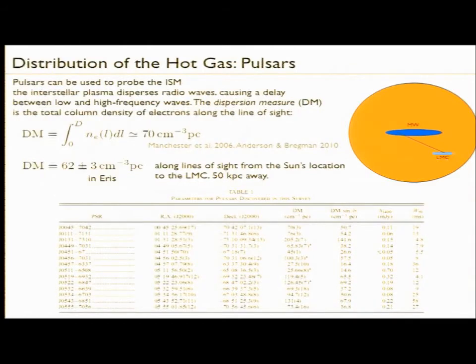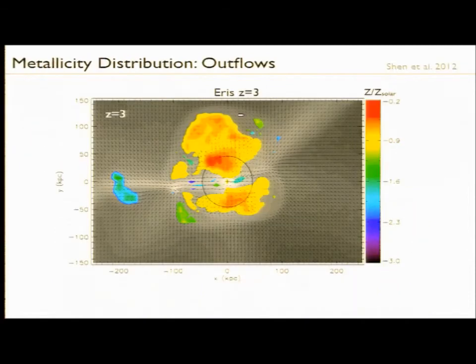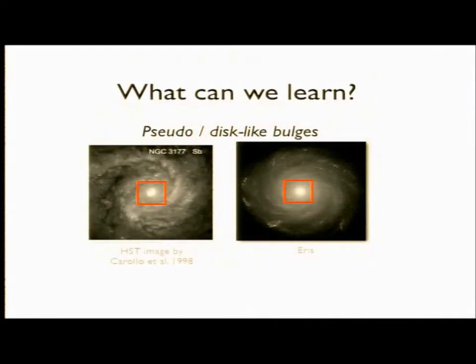Other things that we checked is the hot gas in the simulation. One way in which we can do this is to calculate the dispersion measure of the hot gas, by counting electrons from the Milky Way to the location of the LMC, for example. And we find that the dispersion measure value is pretty close to what is found in the Milky Way. So it's not just that the structural parameters of the galaxy are right, also the hot gas content seems to be right. And Xijing Shen is going to talk about the outflows and how that matches observation, and I'm going to leave this data. But also, what can we learn from the simulation?